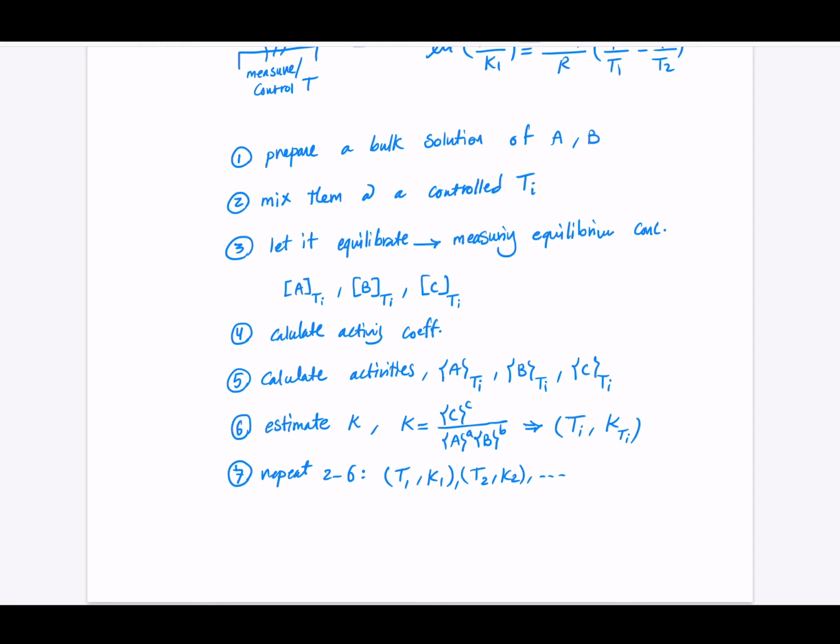So the reason 2 points are not very accurate is sometimes you're at the limit of your sensitivity of your instrument. The researcher is not very accurate. You might get some random stuff in your solution. So basically by doing more data, you're eliminating all of those and not considering the outlier. So now we have a database of pairs of T and K.